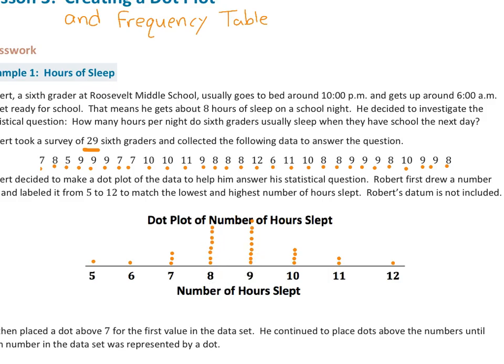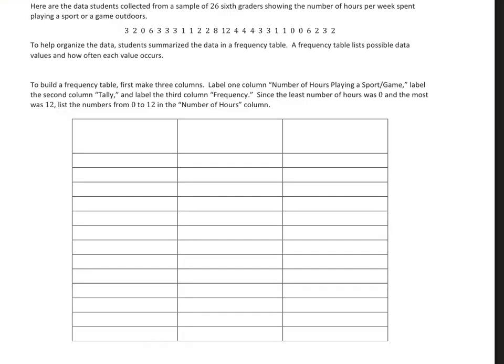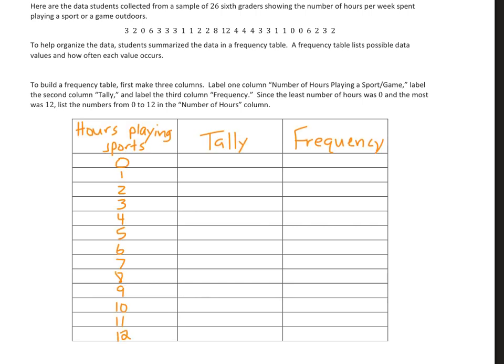And a frequency chart, though, is slightly different because you're not going to use dots. You're going to use tally marks. I'll show you that right now. So a frequency table is going to be a 3-column table with headers at the top, and I'll explain those in a second. And you're going to use your data, and you're going to plug it in similarly to what I do here. So the header in this situation, since we're dealing with hours of playing sports, is just hours playing sports. Tally and frequency.